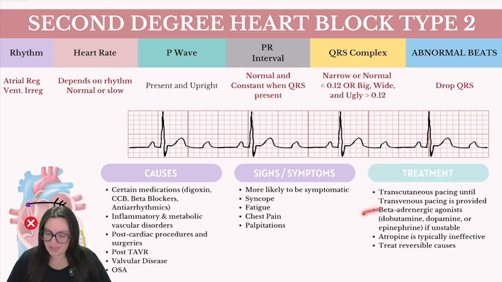They may even be put on medications like dobutamine, dopamine, or epinephrine, which are beta-adrenergic agonists if they're unstable, depending on how this particular person presents. Atropine in this situation is going to be really ineffective. There's no point if we have a slower heart rate to give these individuals atropine because it's not going to really do a whole lot. And of course, we want to treat any reversible causes. In this case, if it was a TAVR situation, then they might have to go back in and replace the valve or whatever it looks like for that individual.